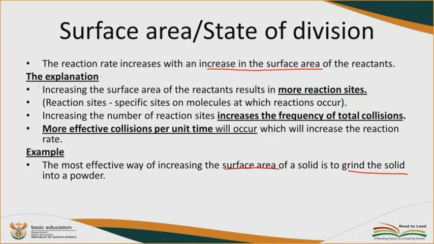What do you need to write in your explanation? In the examination, by writing an increase in surface area increases the rate of reaction, you haven't explained. What entails the explanation? Your bullet number 1, increasing the surface area. By grinding it, you are having more reacting sites.